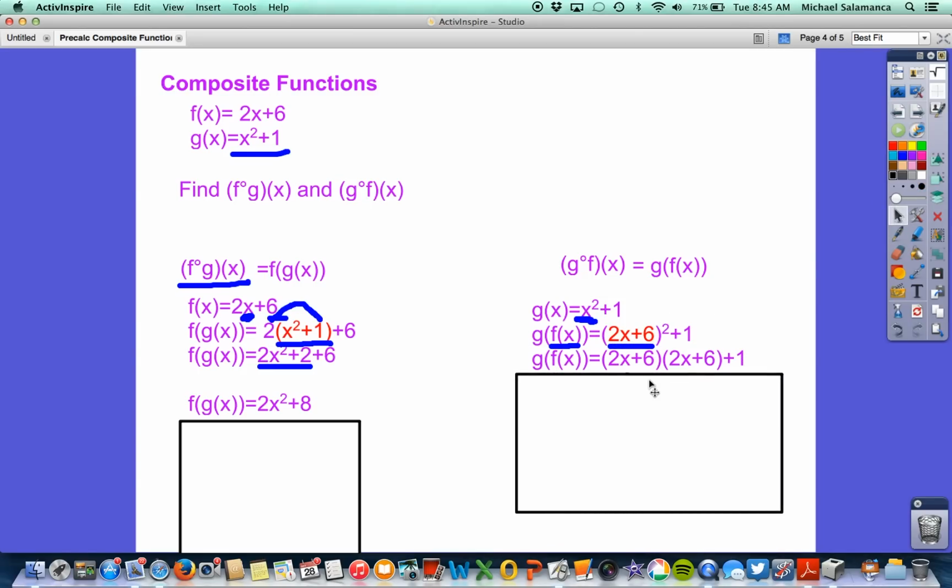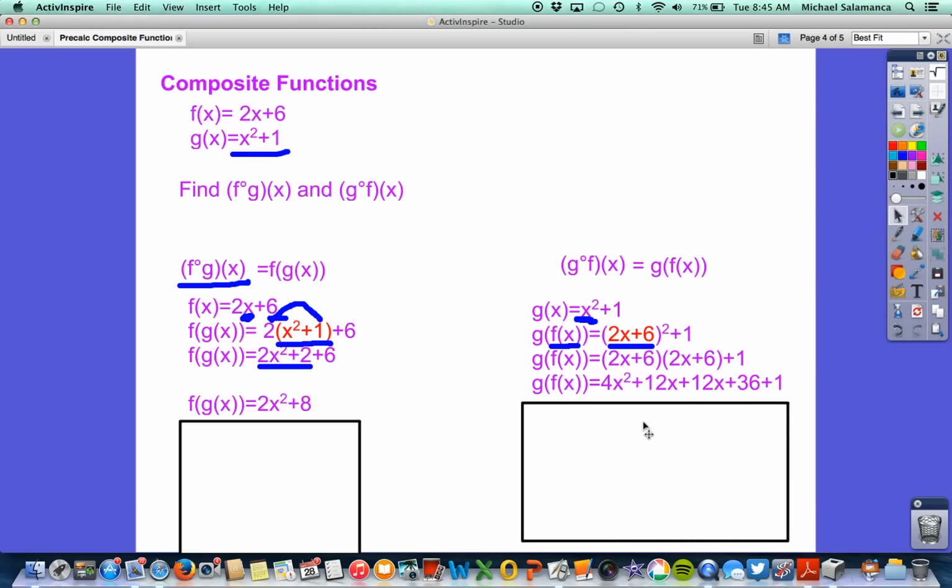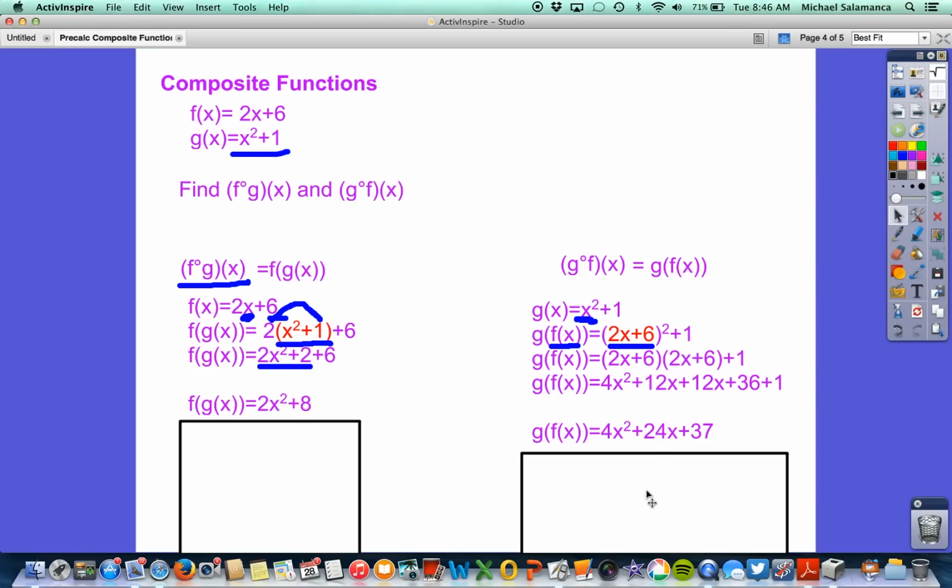When we write that out, or expand that, we'll FOIL this, and when we expand it, we get 4x squared plus 12x plus 12x plus 36 plus 1. And when we add that up, we get 4x squared plus 24x plus 37.